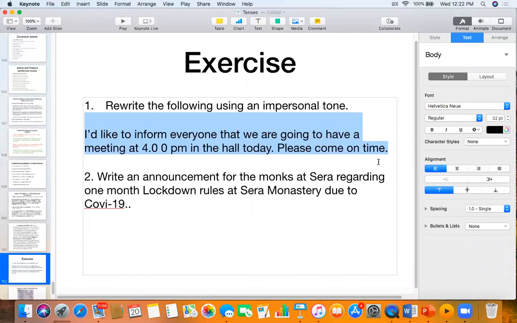So this is active. But the passive: it is to inform everyone that we are going to have a meeting at 4 p.m. Or, there will be a meeting at 4 p.m. today. Please come on time. So this is how you would write it.